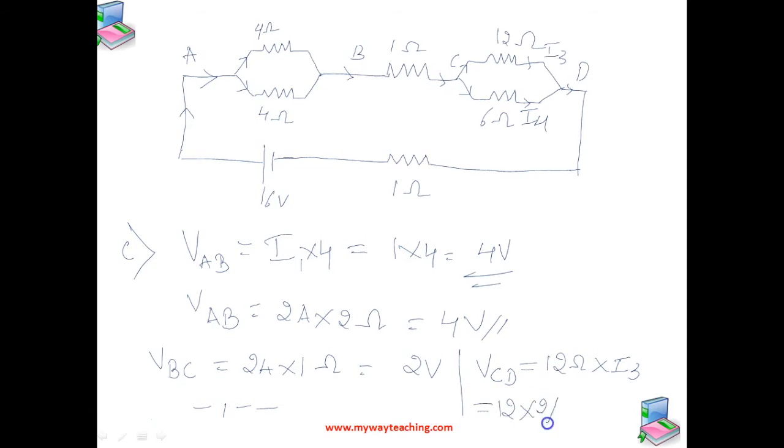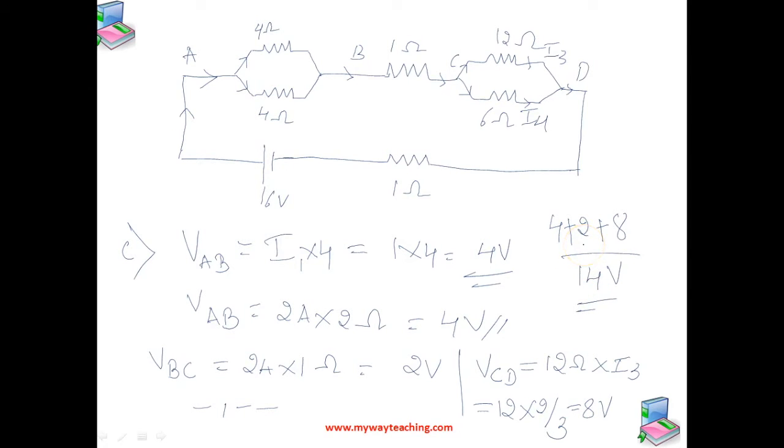So 12 into 2 by 3, if you consider, it gives 8 volts, isn't it? Again, this can be alternatively obtained by multiplying the total equivalent resistance with the total current, that is 2 amps into 4 ohms, 8 volts. Okay. So here the total voltage drop across AD, if you consider, that is equal to 4 volt plus 2 volt plus 8 volt, that is given by 14 volts.